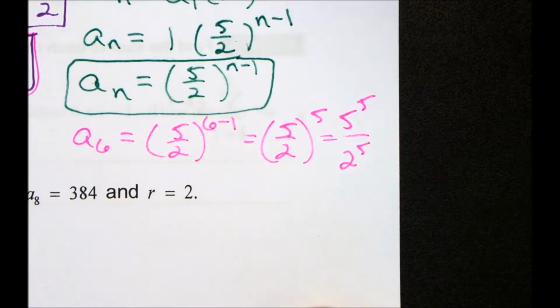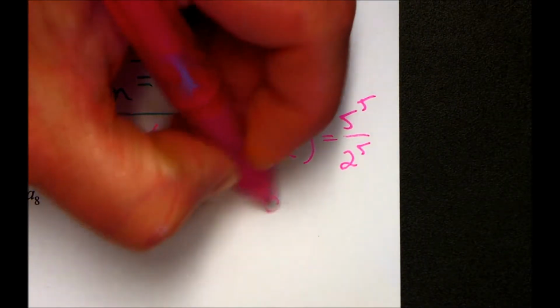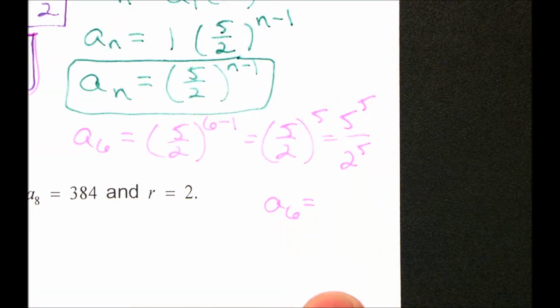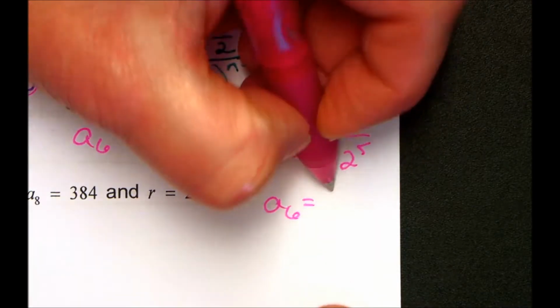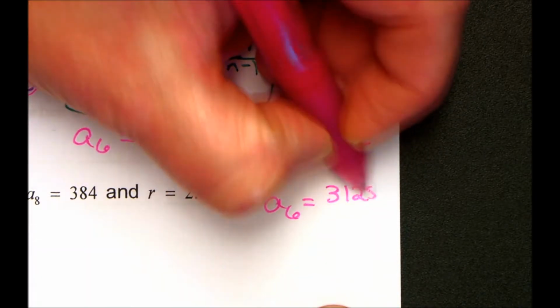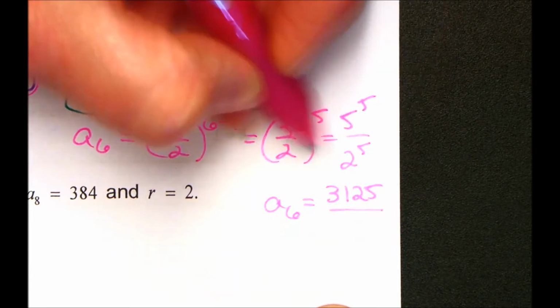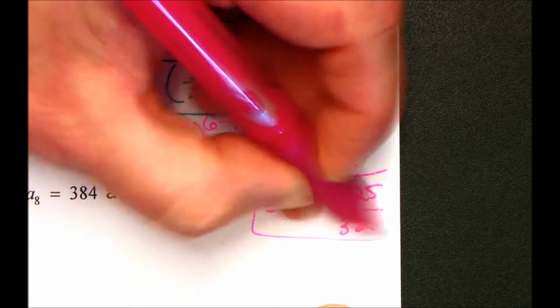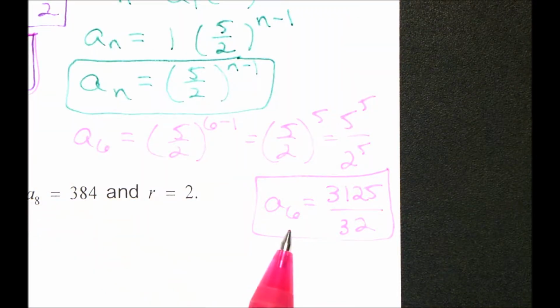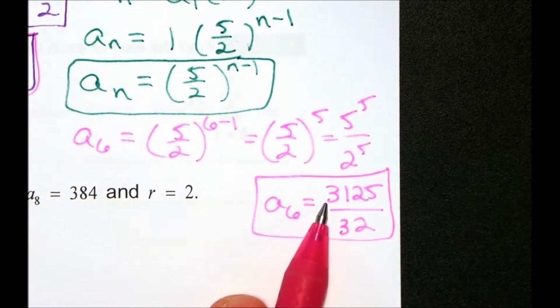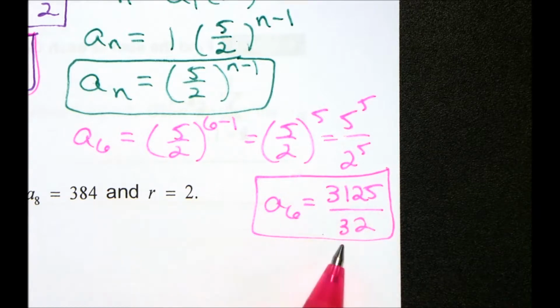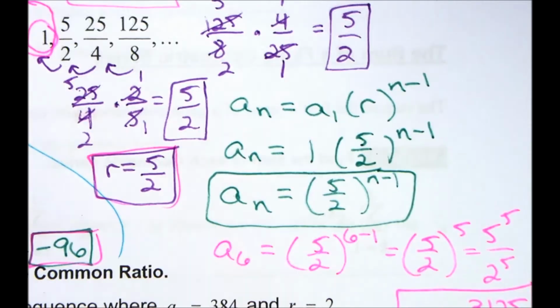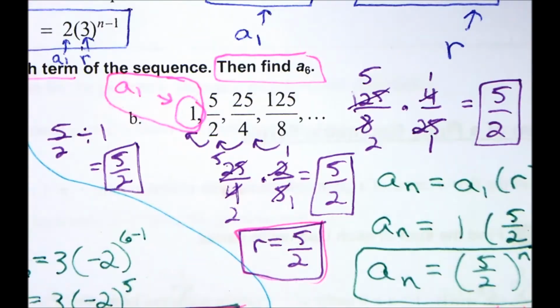Well, what about 5 to the 5th power? If you use your calculator to figure out what 5 to the 5th power is, you get 3,125, and then 2 to the 5th power is 32. So the sixth term in this sequence would be 3,125 over 32. All right, so there you have it. That's how you write a rule when you are given a list.